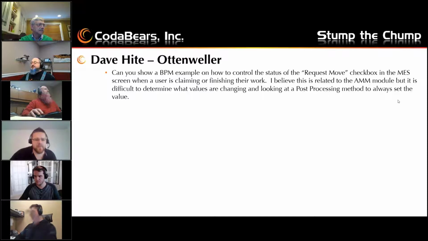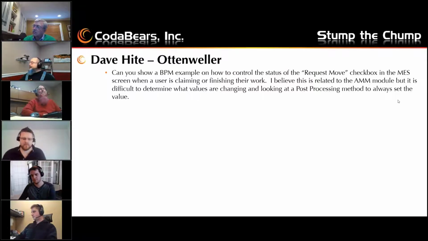Otherwise, what values are changing, and looking at a post-processing method to always set the value. It would not be a post-process that you would want to put this on, because that's after it's already been written to the database, so that's not going to help your user. You want to make sure in a pre-process, this goes in the data stream, before this gets committed to the database.